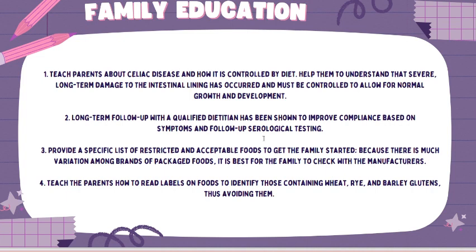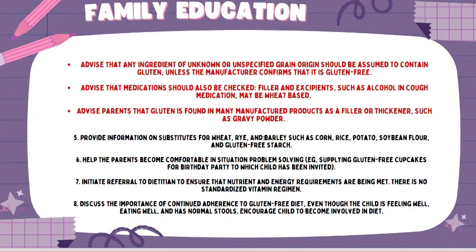Number 4, teach the parents how to read labels on foods to identify those containing wheat, rye, and barley glutens and thus avoid them. So, read the contains allergen statement. Number 5, provide information of substitutes for wheat, rye, and barley such as corn, rice, potato, soybean flour, and gluten-free starch.